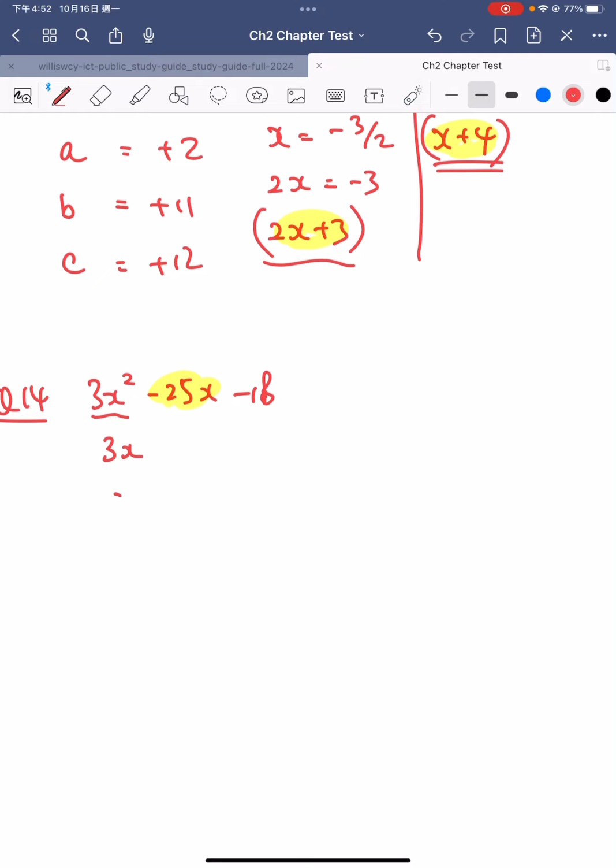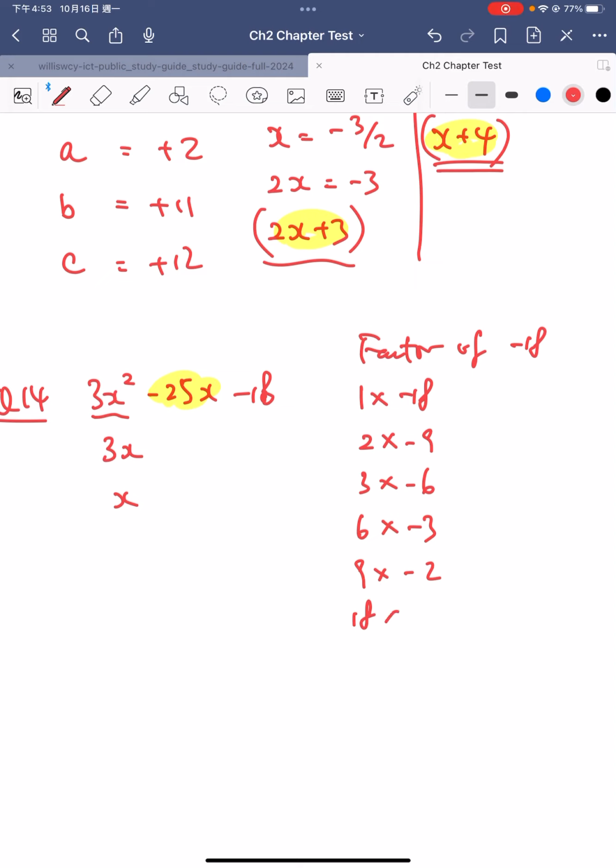We have 3x times x. And this negative 18 is a little bit tricky, so we just do them one by one. First of all, we can say this is equal to 1 times negative 18, 2 times negative 9, 3 times negative 6. Then we have 6 times negative 3, 9 times negative 2, 18 times negative 1.